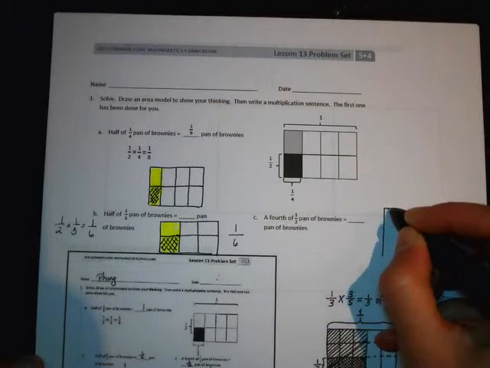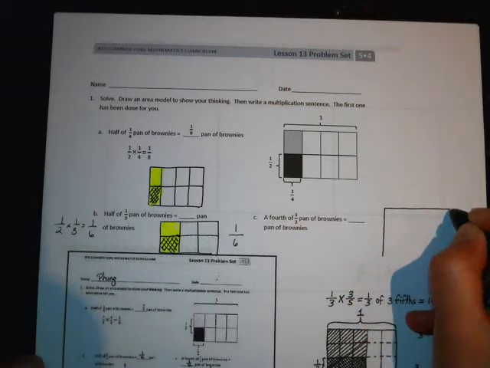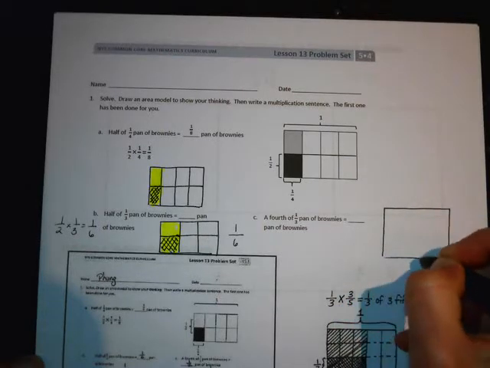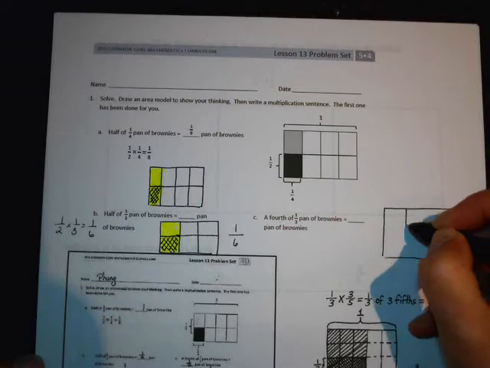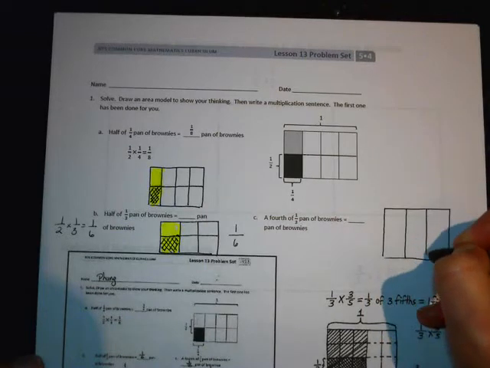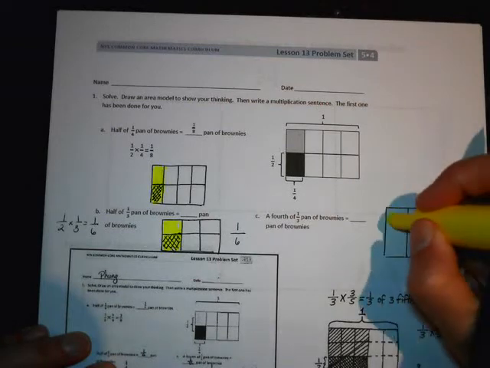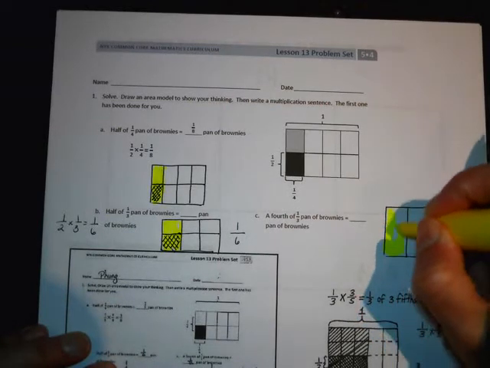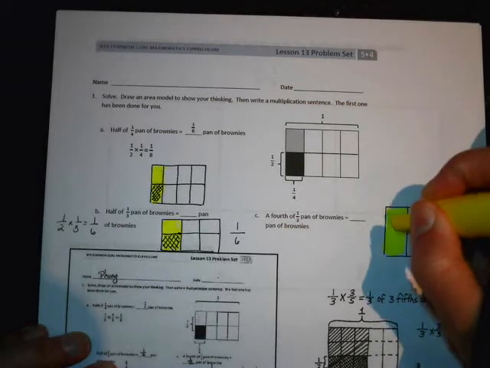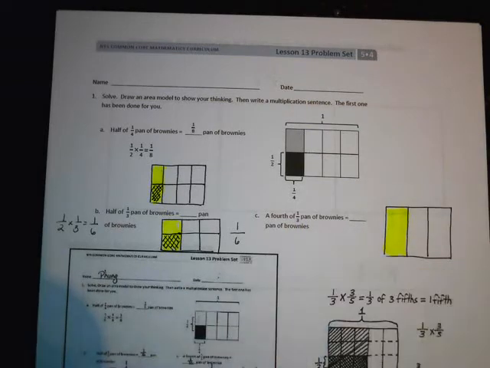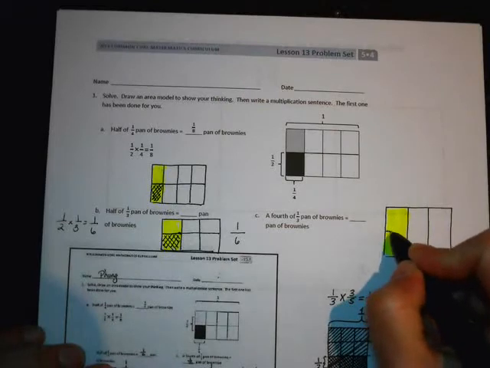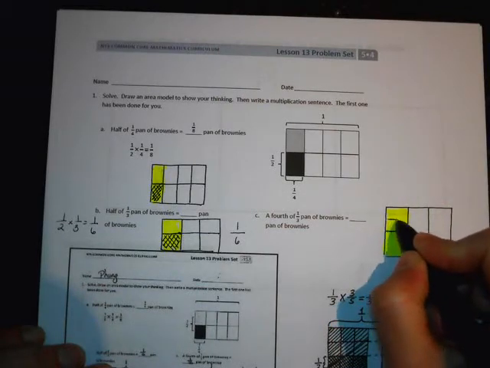Okay. So let's start with a third of a pan of brownies. So right here's my third. I took the pan and I divided it up into thirds. And now I want 1/4 of that. So let's divide this up into fourths.